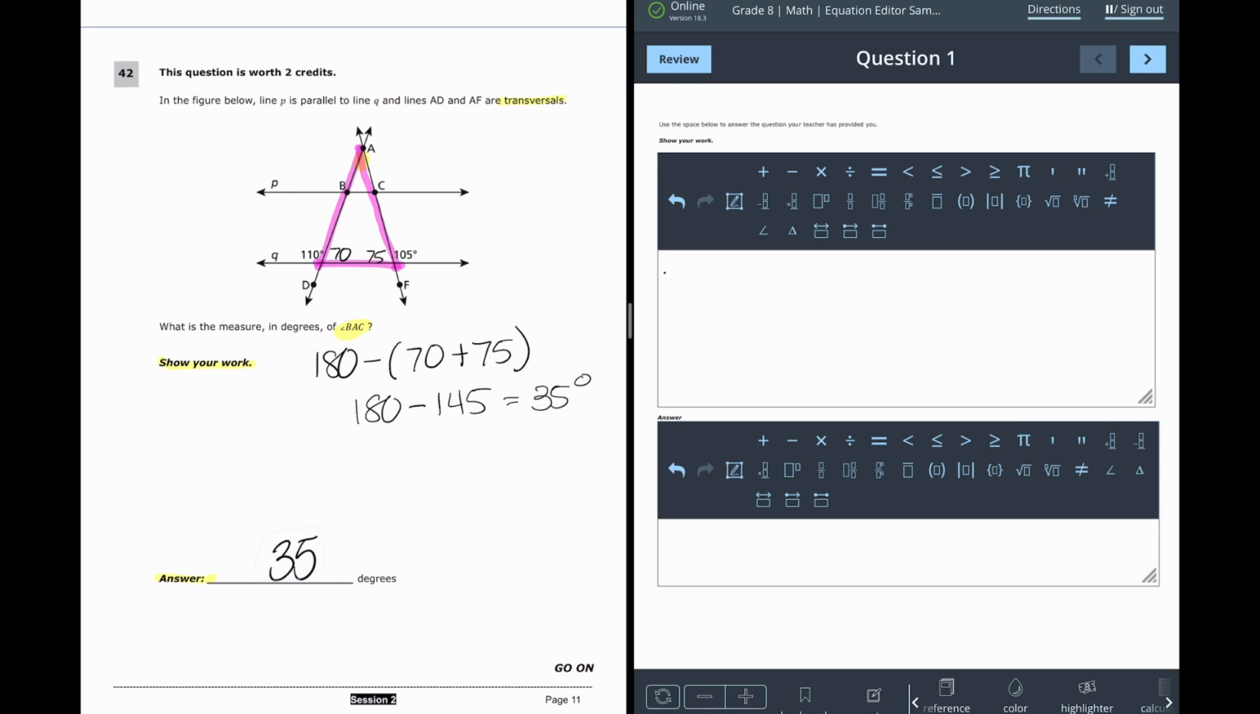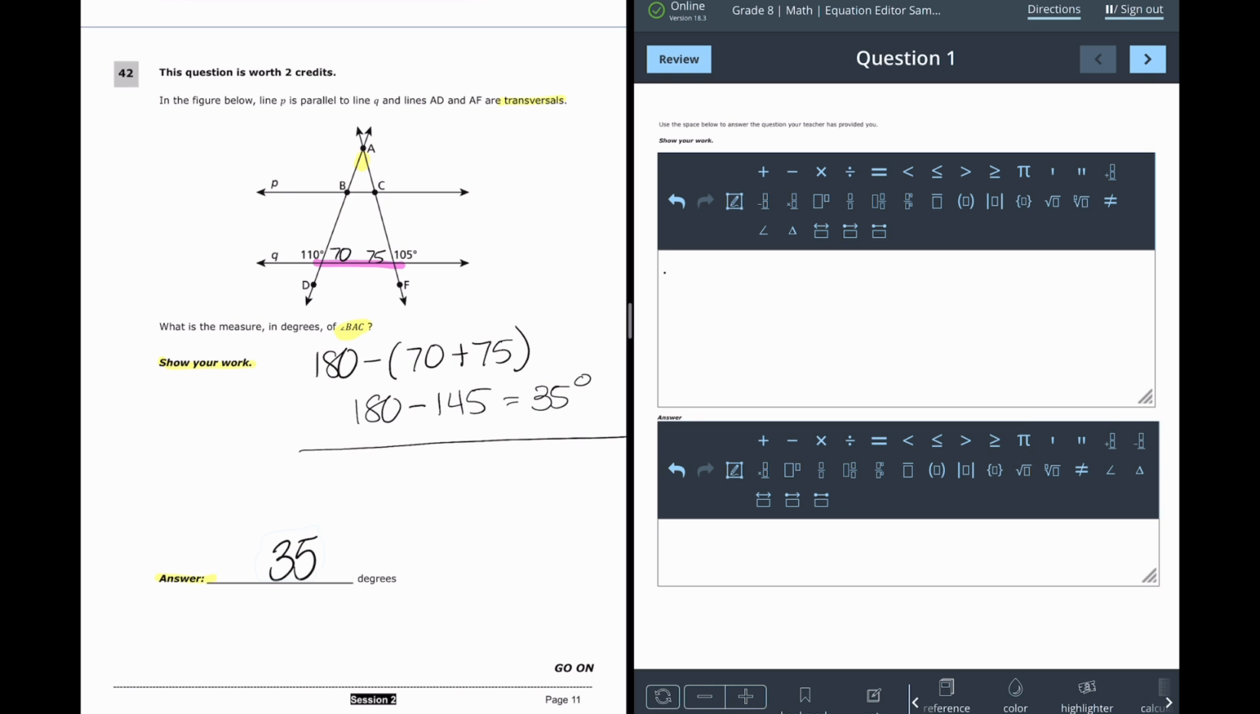Now, because I like to show that some kids can do other things, here is another way you could have approached this problem. Let me erase this part. Some kids may have only wanted to think of this triangle here, triangle ABC. And that's okay.